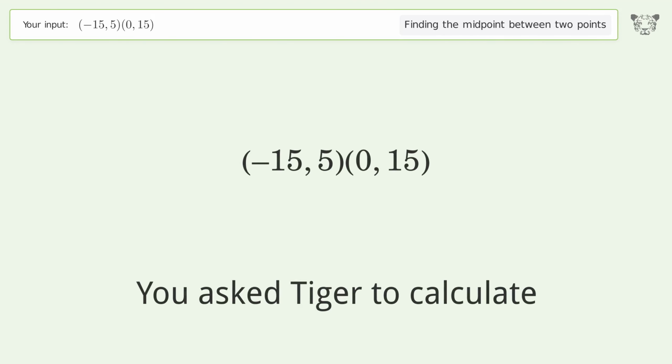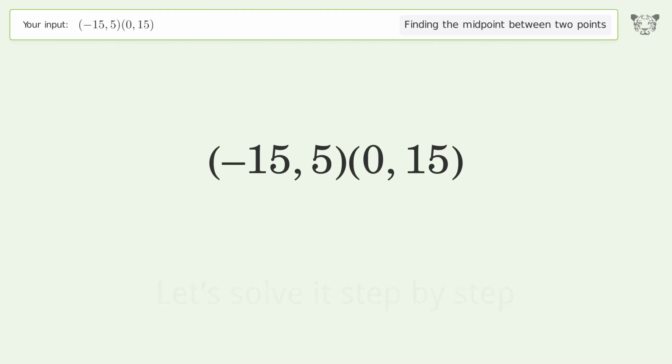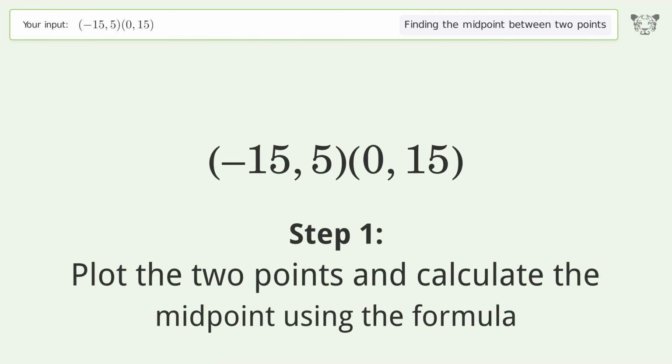You ask Tiger to calculate. This deals with finding the midpoint between 2 points. The midpoint between the 2 points is -7.5, 10. Let's solve it step by step. Plot the 2 points and calculate the midpoint using the formula.